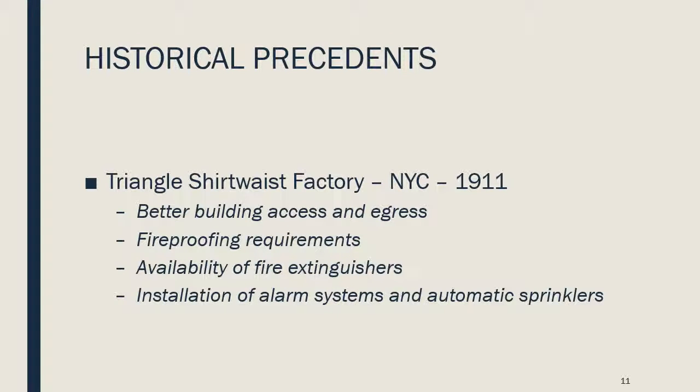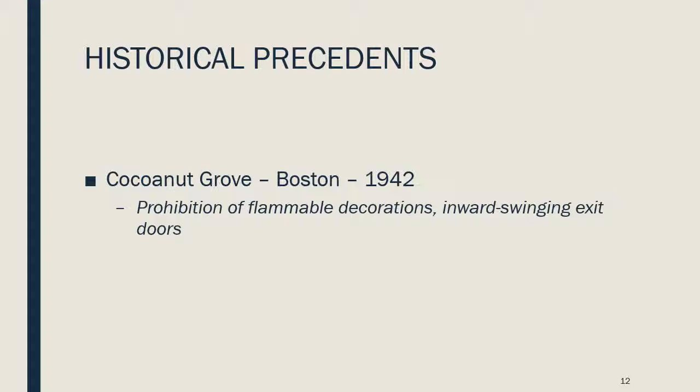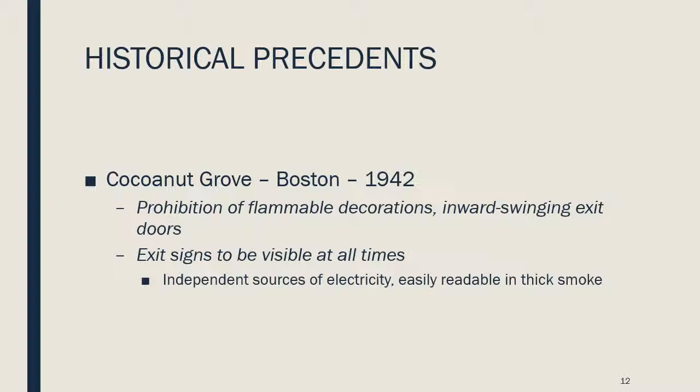And then finally, the Coconut Grove Fire of 1942 was the deadliest U.S. nightclub fire in history, and 492 people died. It led to the prohibition of flammable decorations, inward swinging exit doors. There was a requirement that exit signs had to be visible at all times.